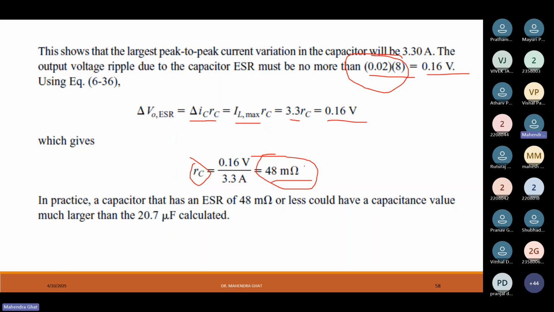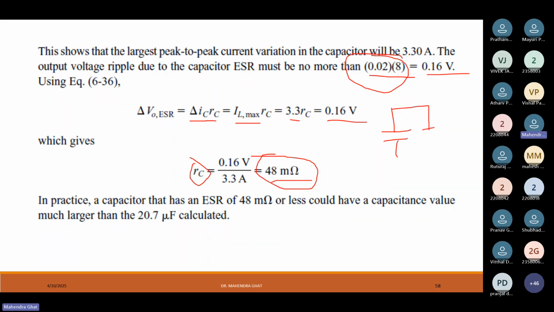So that's why we have to choose the capacitor carefully. We have to go into the capacitor data sheet and check the ESR values, and if it is greater than 48 milliohm, we cannot choose that one. We have to choose a capacitor with an ESR value lower than 48 milliohm. Suppose for whatever capacitance is there, you are not getting this ESR value, then what do we have to do? We have to take half of the capacitance value and connect two capacitors in parallel.